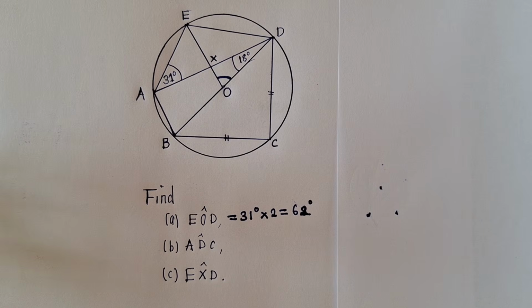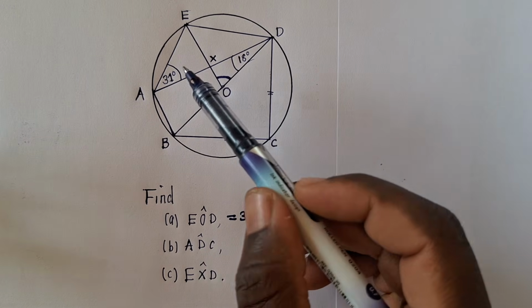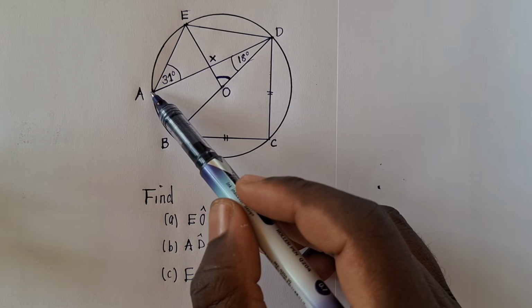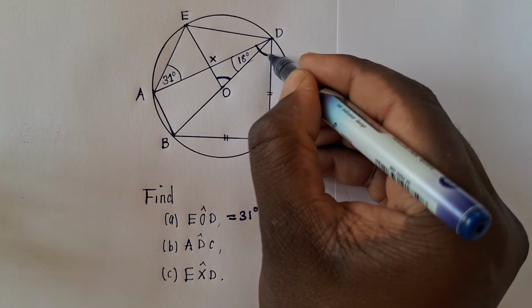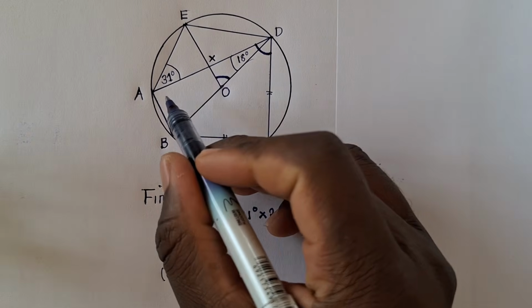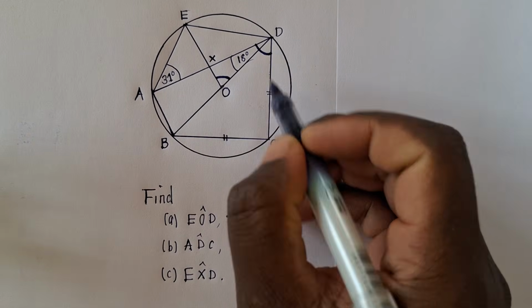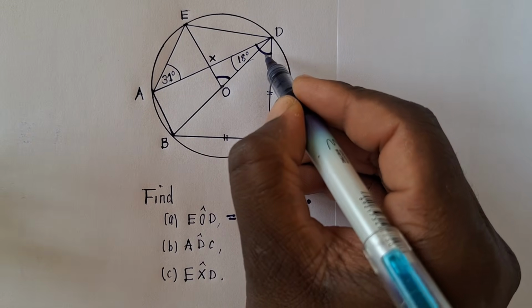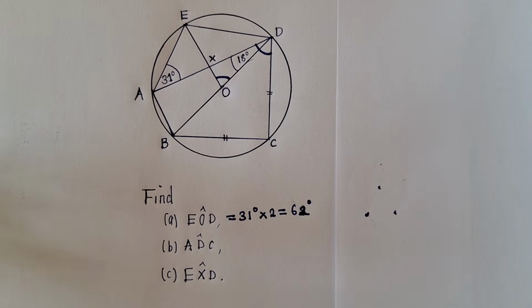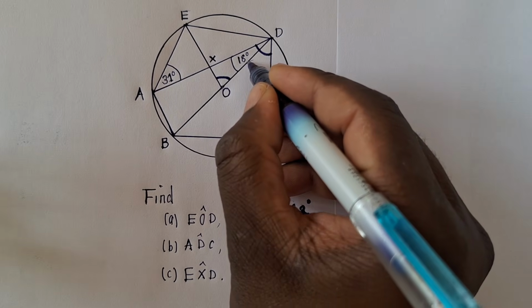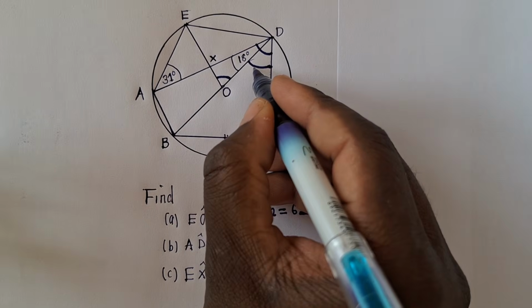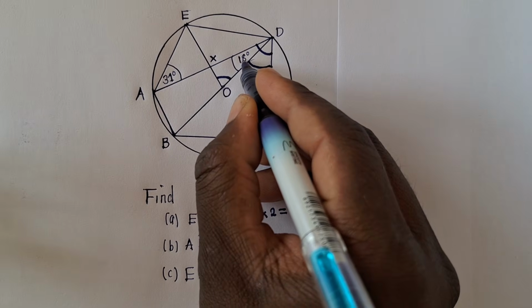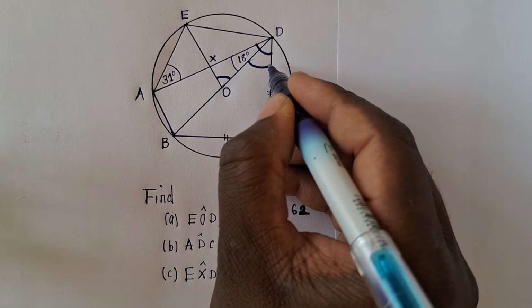Okay, so let's go to the next question, which is question B. For question B also, they want us to find angle ADC. So this is the angle that we are looking for right over here. This is ADC that we are looking for. The first thing that must come to your mind is to find an angle right over here. When we find this angle, we add it with this angle. It will give us what we are looking for.